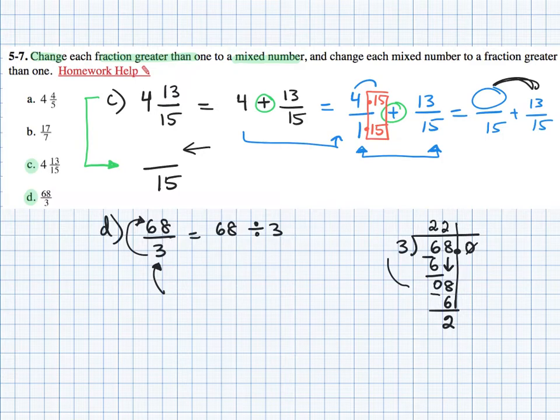So right now what we need to change that into, we have 22 whole numbers, and we have 2/3 as a remainder. Now I'm saying "and," but it's really the plus, and that becomes 22 and 2/3. So that's one way to change them into a mixed number when you have a fraction bigger than 1. So try A and B on your own.